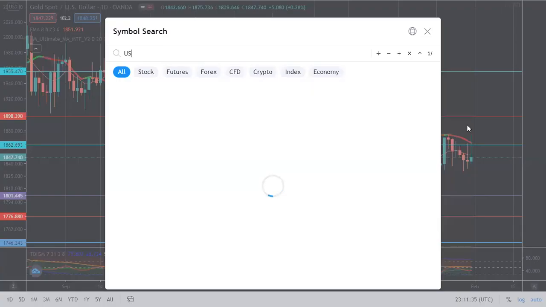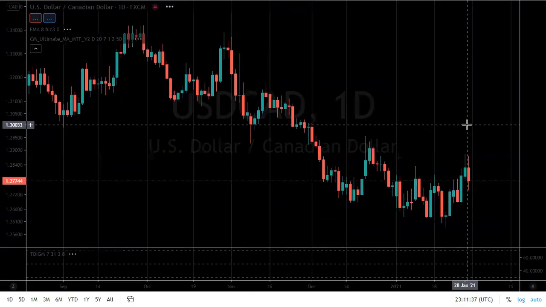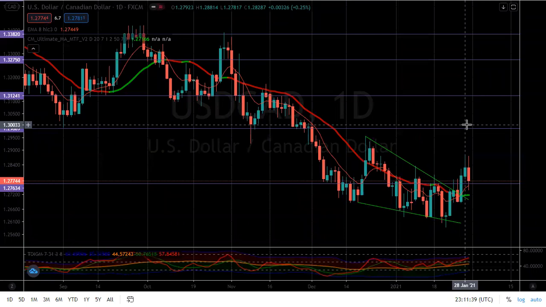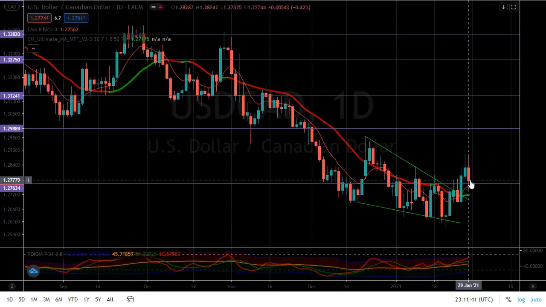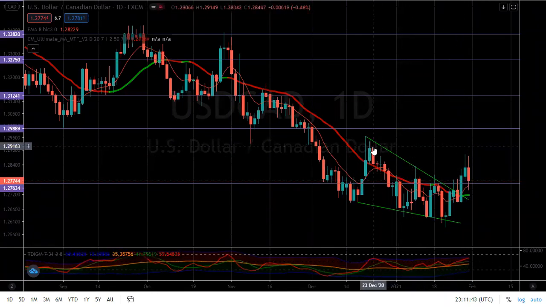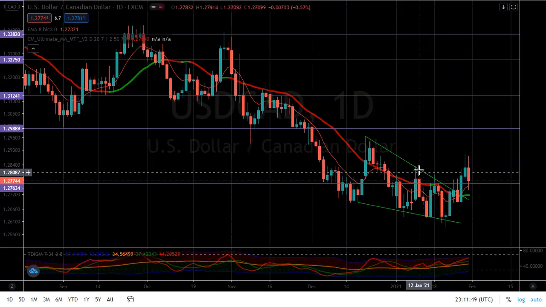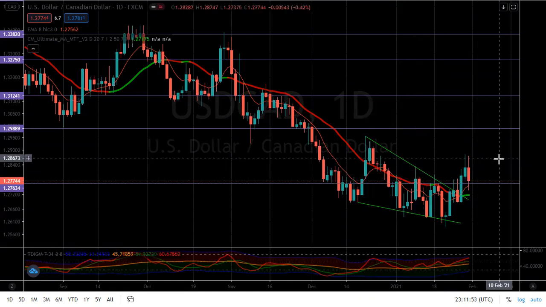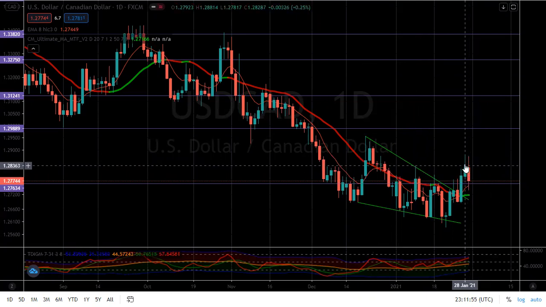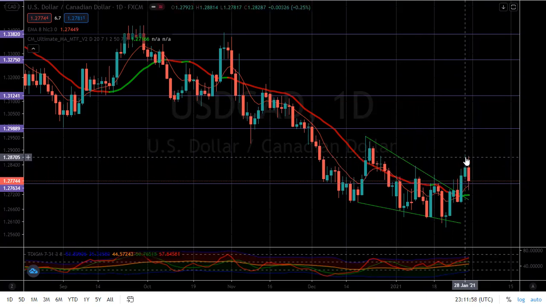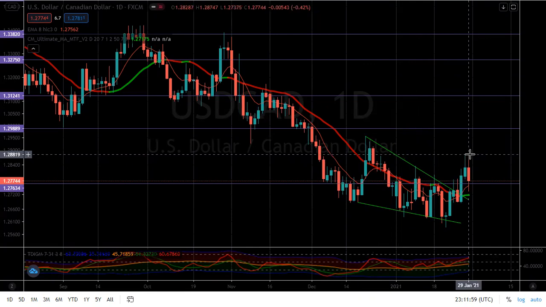The next I'll be looking at is the dollar Canadian dollar pair, and for this pair, we didn't quite get that move to the beginning of this wedge here. I was looking forward to getting that move, first of all getting to the 1.2835 area. We got close to that place, but we didn't quite get there.